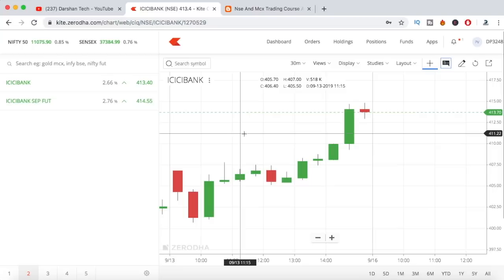So how you can do this and what is the strategy? I'll be telling you all the information regarding this, about the target and stop loss and risk reward ratio, and how to use this strategy and how to pick the stock and everything. So make sure you watch this video till the end to get all the information regarding this.